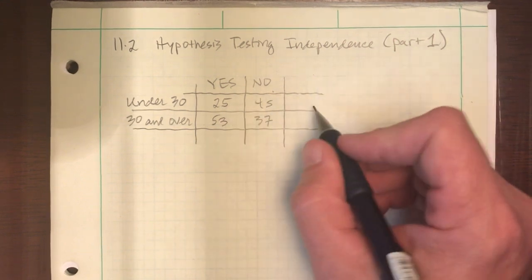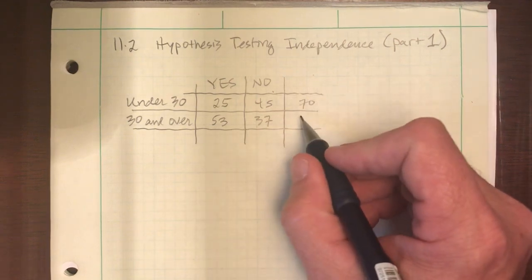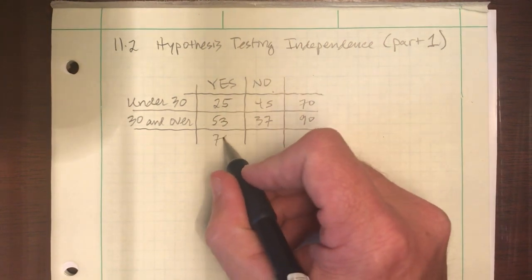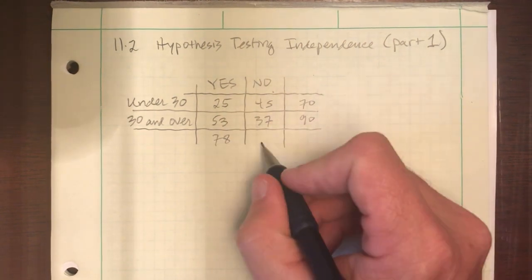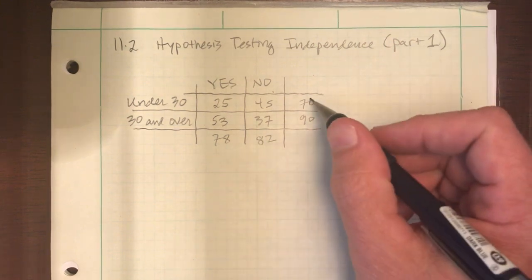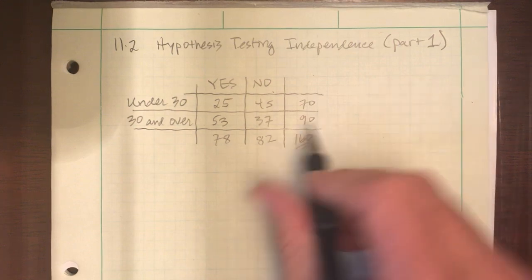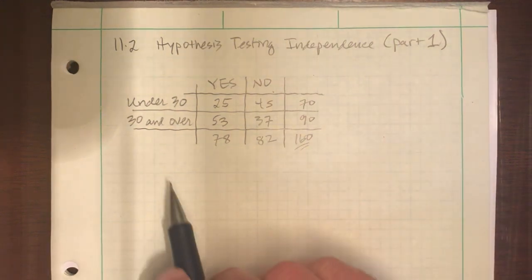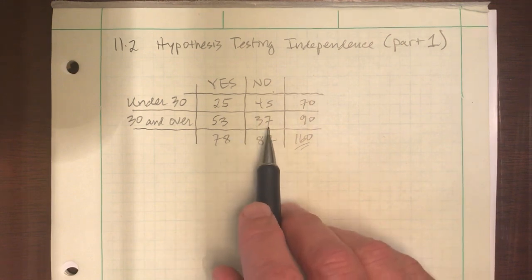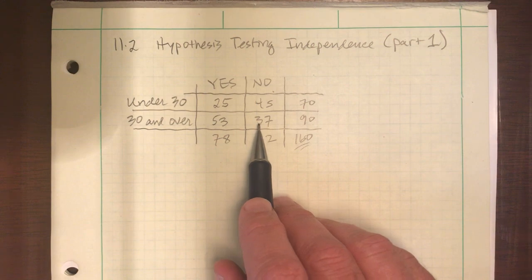So just adding straight across, I get 70 here, I get 90, adding down 78 and 82. So either way you add these up, 70 plus 90 is the same as adding straight across. So we're going to learn not only how to take these numbers and make calculations out of them, but how to put this table in your calculator in what's called a matrix.